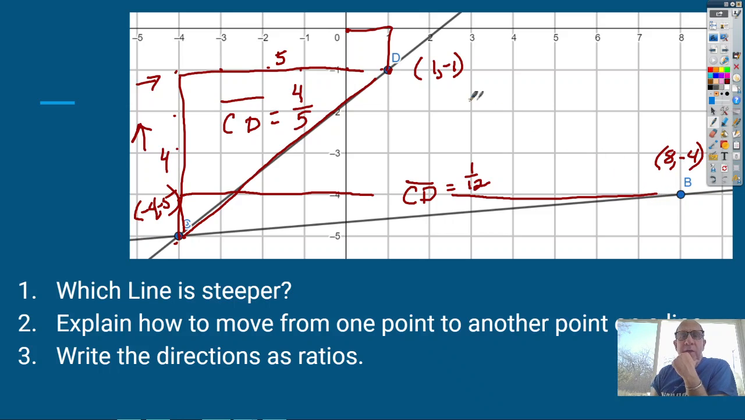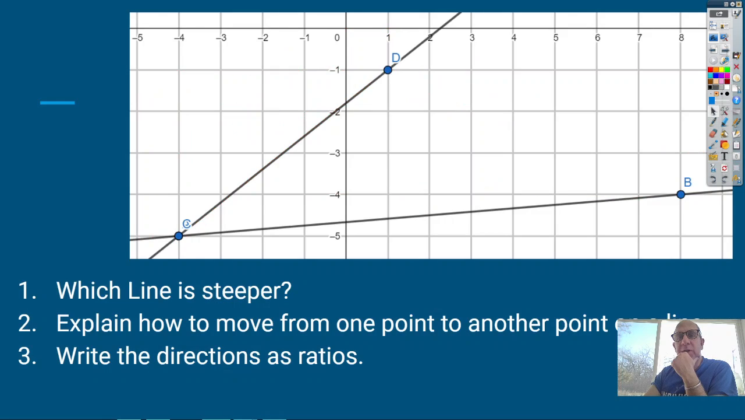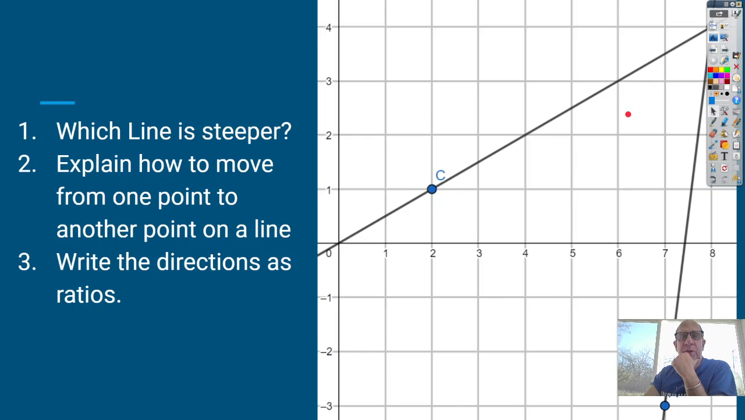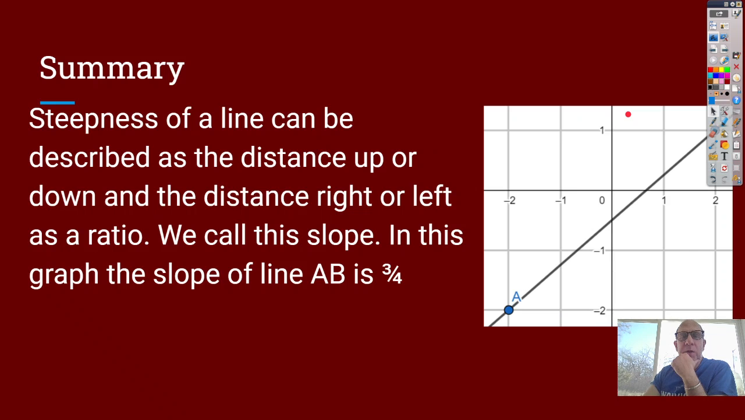So I will ask you, if points are x, y, figure out what is the change in the y values and what is the change in the x values. All right. But that's something you get to do on your own. We're going to move on a little bit because I don't have time to mess around with that right now.